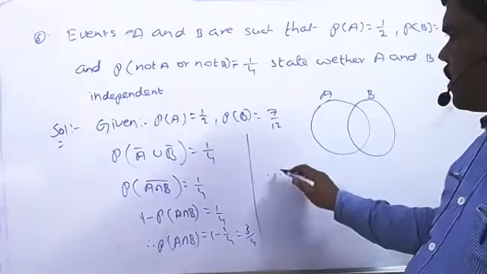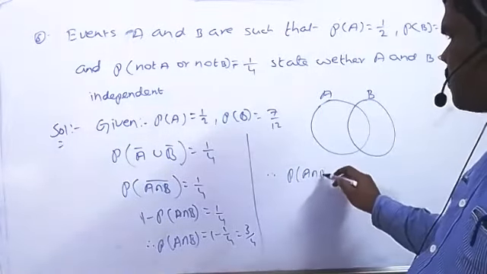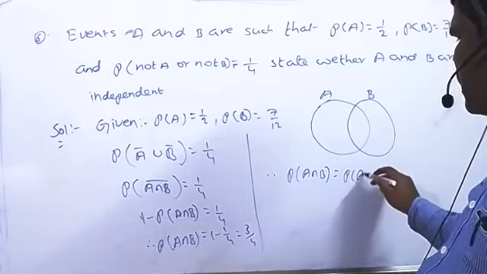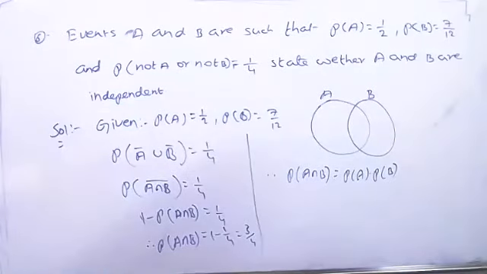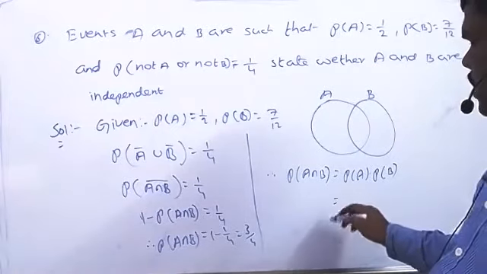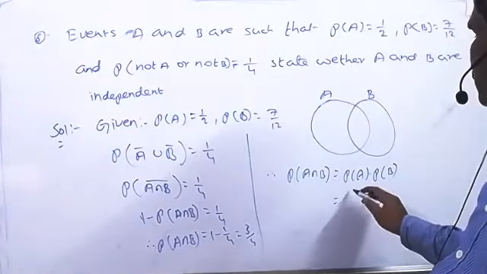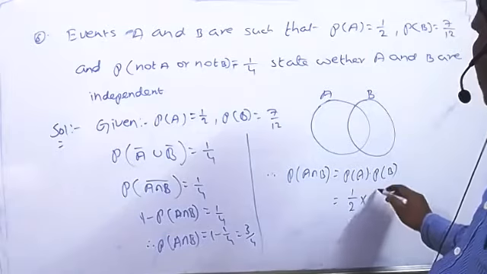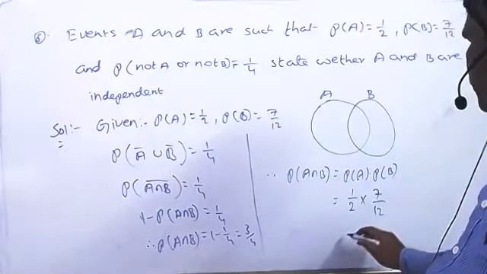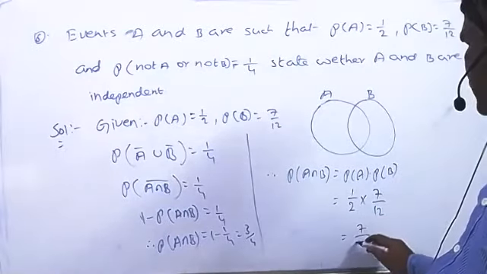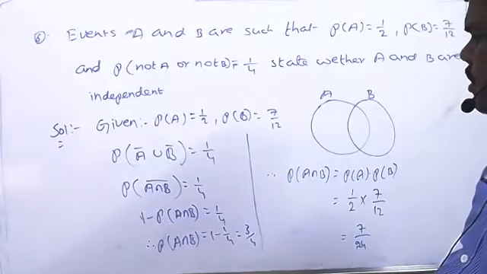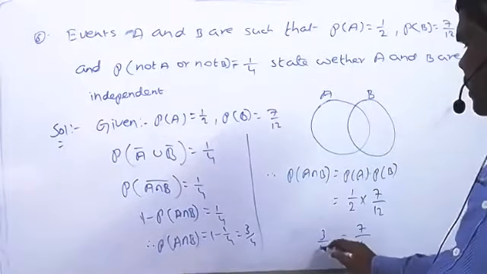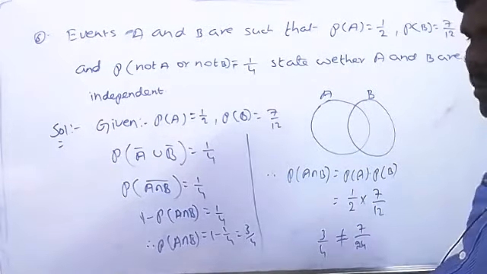So therefore, the probability of A intersection B should be equal to the probability of A times the probability of B if A and B are independent events, or else not. So I can carry this value now. Probability of A is 1 by 2 and probability of B is 7 by 12, so you can write 7 by 24. But the probability of A intersection B we got is 3 by 4. Clearly 3 by 4 is not equal to 7 by 24.